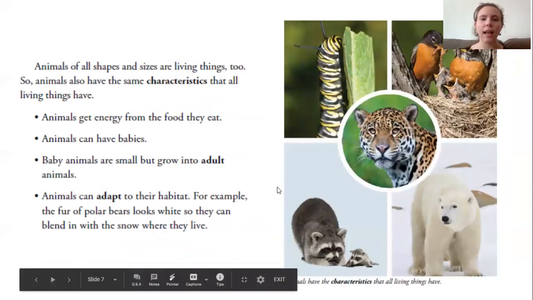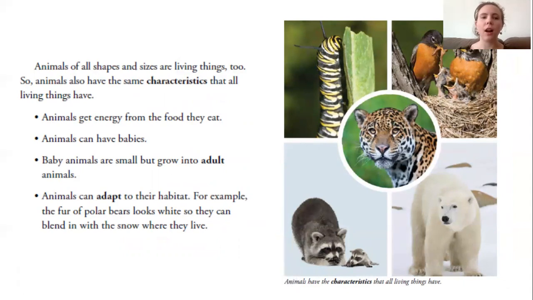Animals of all shapes and sizes are living things too. So animals have the same characteristics that all living things have. Animals get energy from the food they eat. Animals can have babies. Animal babies are small but grow into adult animals.